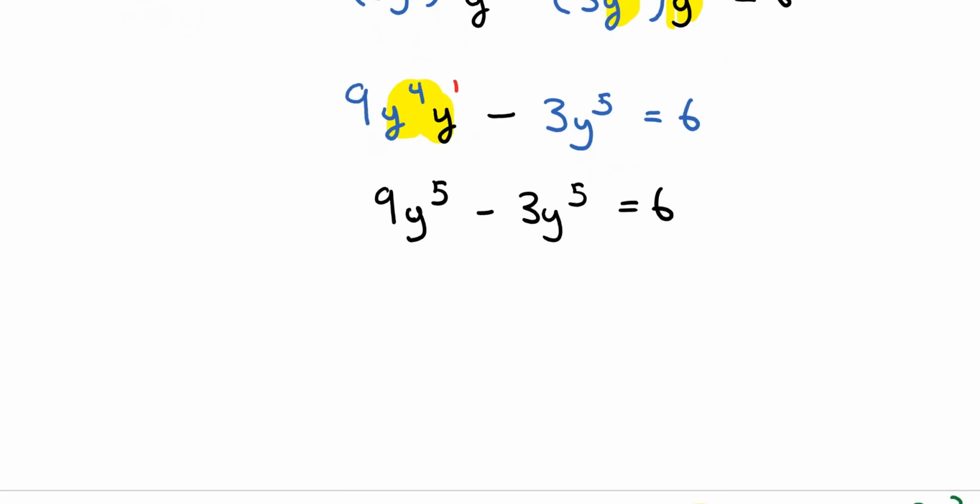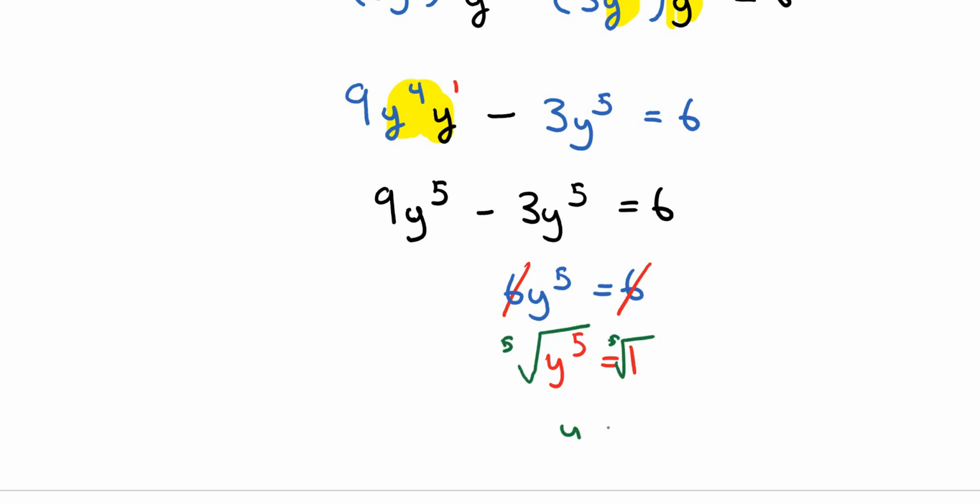And now I have some like terms here, so now I can just go ahead and simplify. 9 minus 3 is going to be 6. y to the power of 5 equals 6. Then I can cancel off the 6's there. y to the power of 5 equals 1. And if I take the fifth root here, the fifth root of 1 is just going to be 1. 1 times 1 times 1 times 1 times 1 is 1. Okay, so that means my y value equals 1.